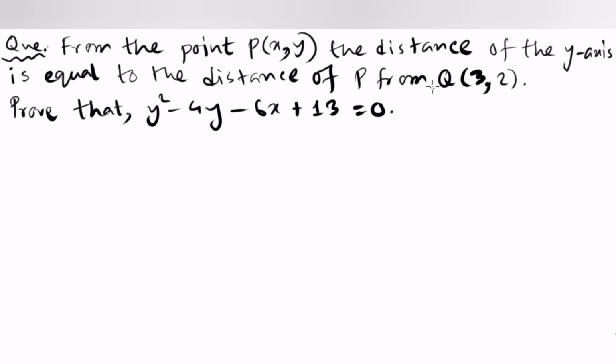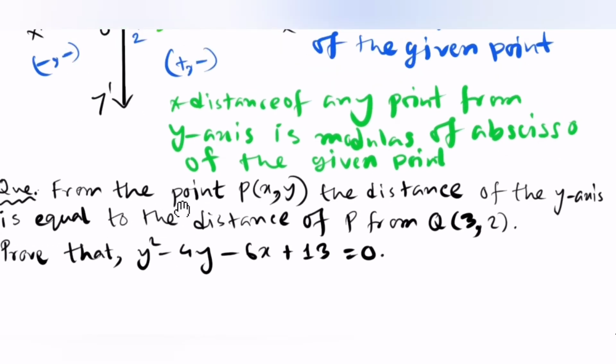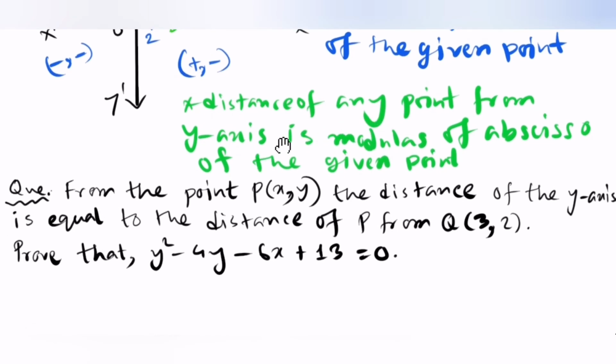So we have to solve it in 3 steps. First step is to determine the distance of this point P from the y-axis. We just learned above, what was that? We just learned that the distance of any point from the y-axis is the modulus of the abscissa of that given point.